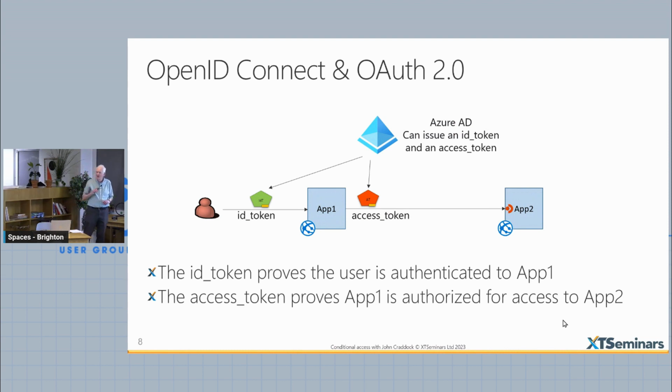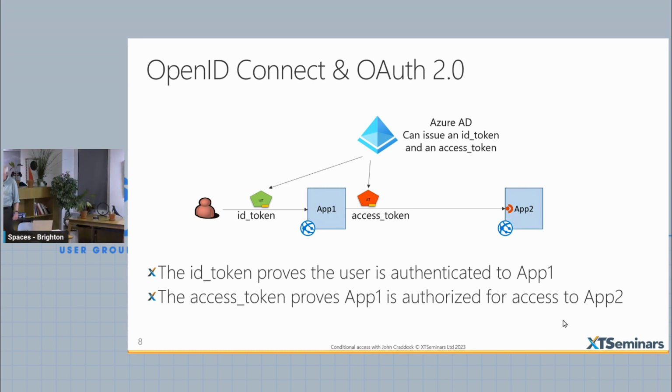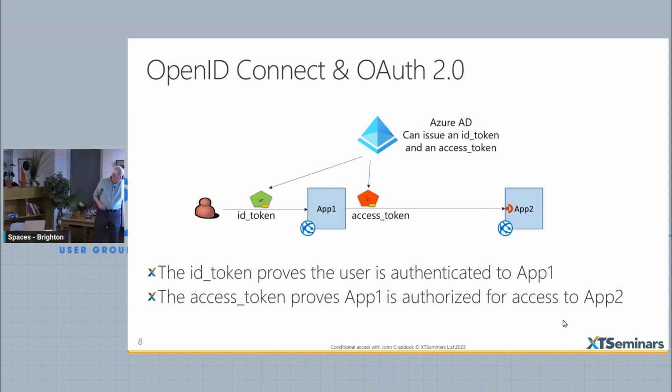OpenID Connect and OAuth 2. A user authenticates to the app, the front-end app, if you like, the website, using an ID token. The ID token proves the user is authenticated for access to the app. The app itself can have an access token, right? And the app uses this access token to call a backend API. The user could have gone offline, and the app still has an access token and can call the backend API.